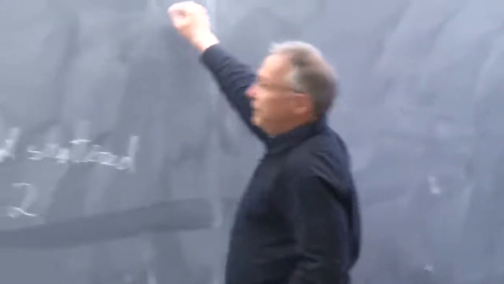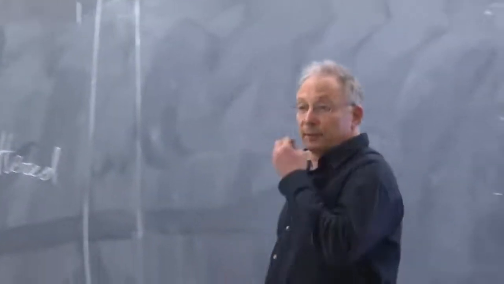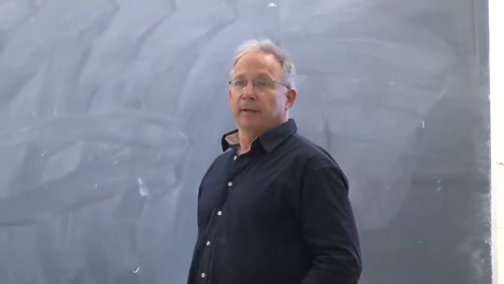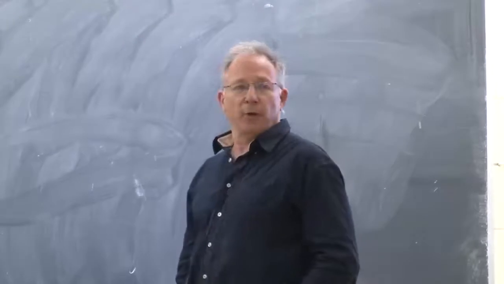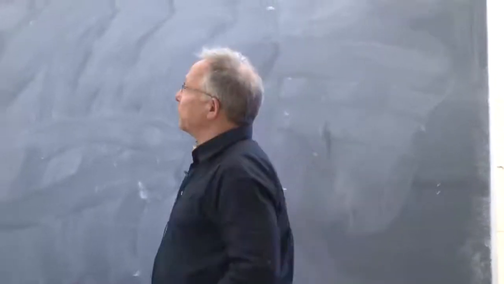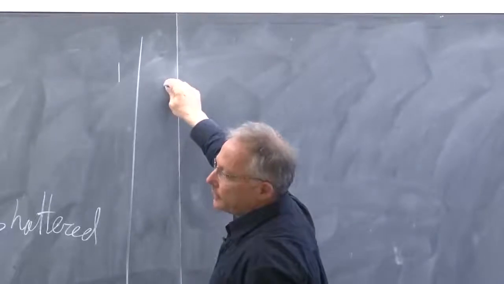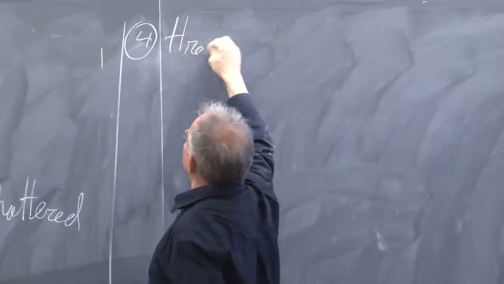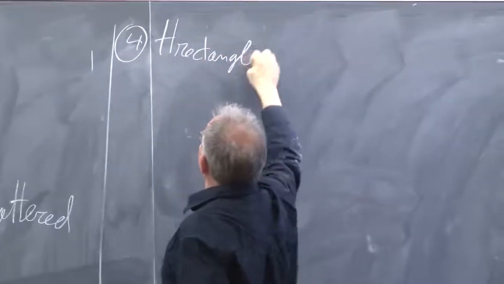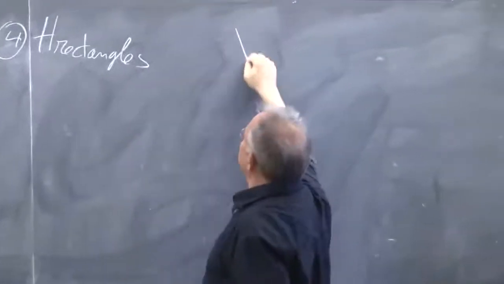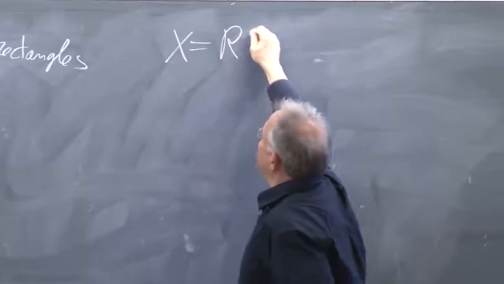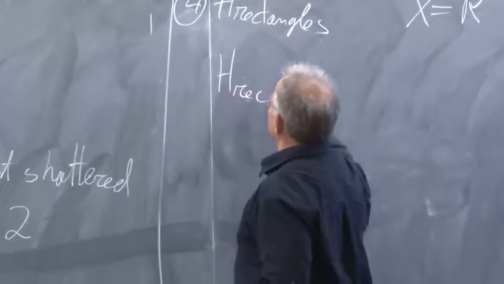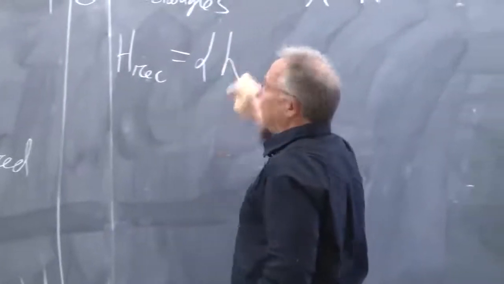What will you say? I can move up to now dimension 2. And I will look at the class of all rectangles. What's your intuition? So here is another example. Example 4, I guess. H rectangles. So now X is R2, and H rectangles is the set of all H.